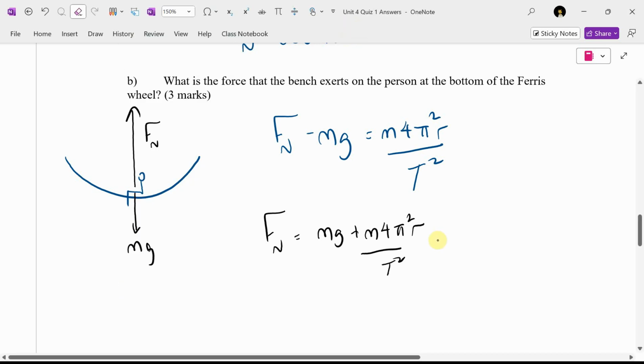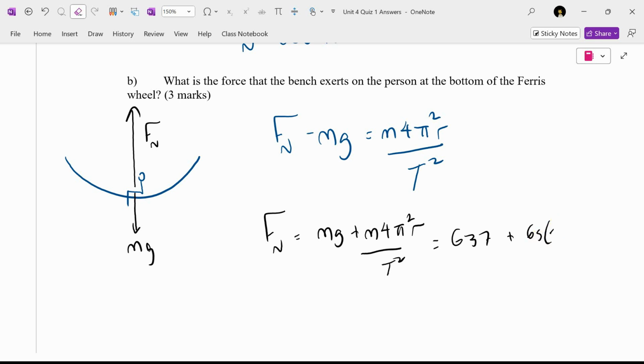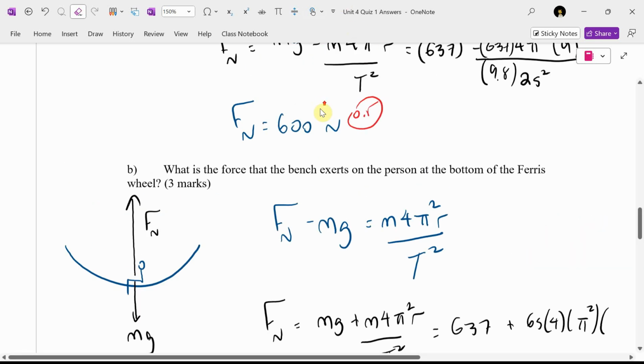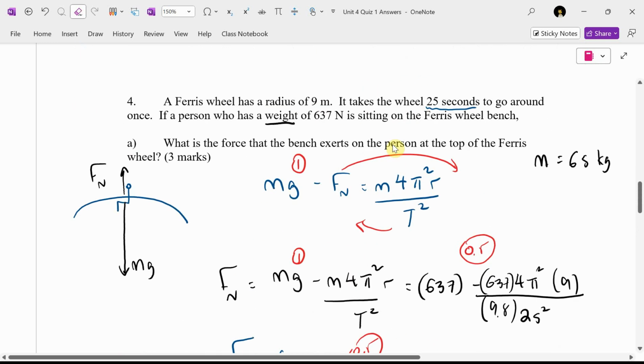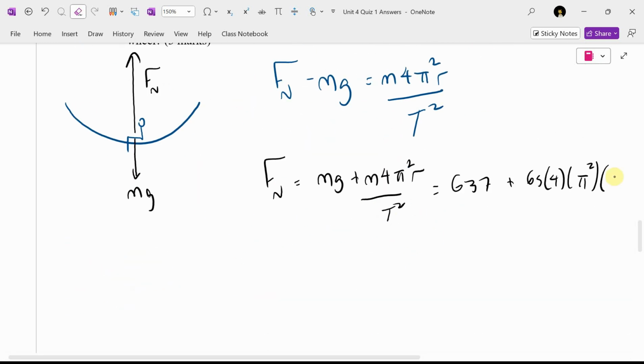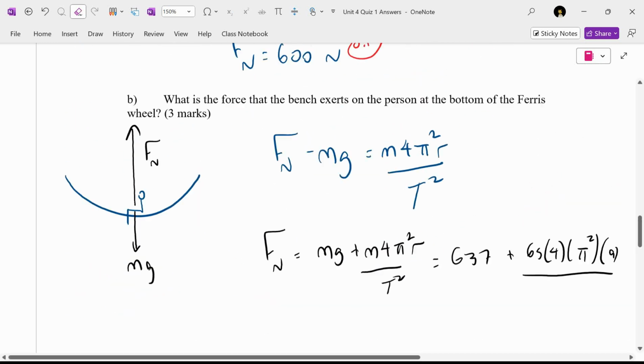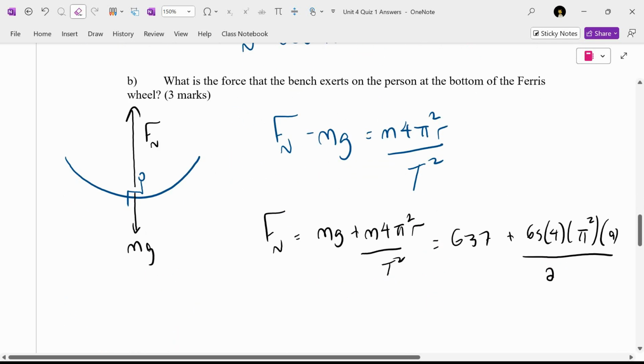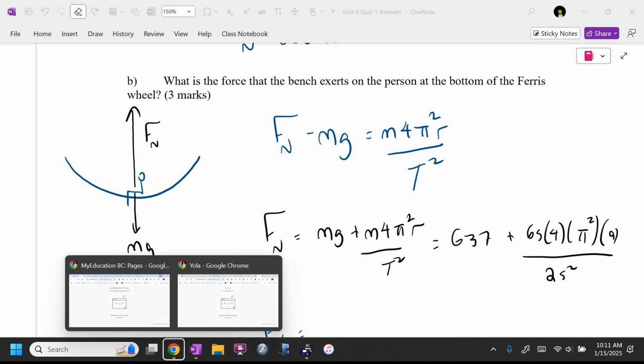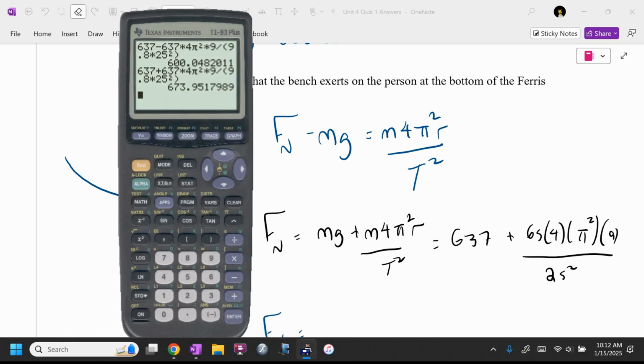It's going to be 637 plus, this time I'll just write 65 times 4 pi squared, r was 9, all over, what was the period, Mr. Dueck? 25. Don't forget the square. And I ended up with 674. Is that right?